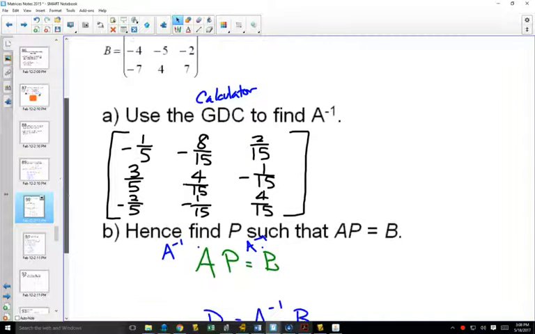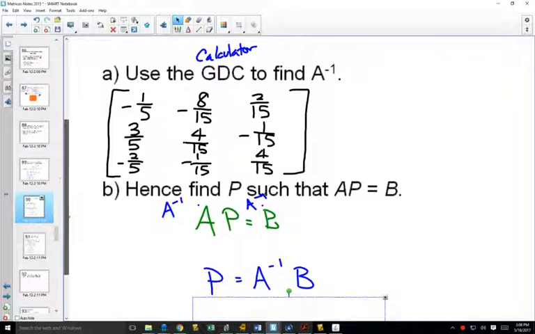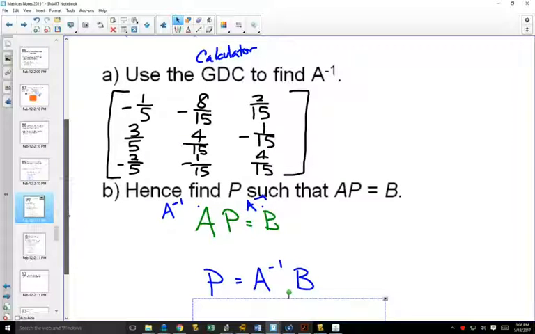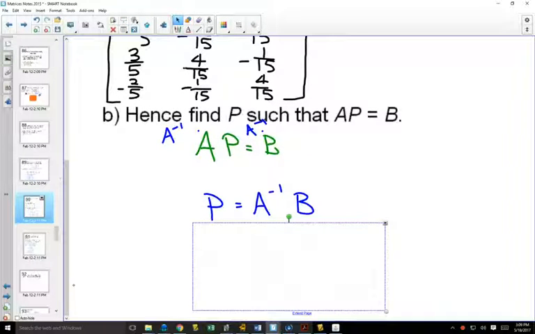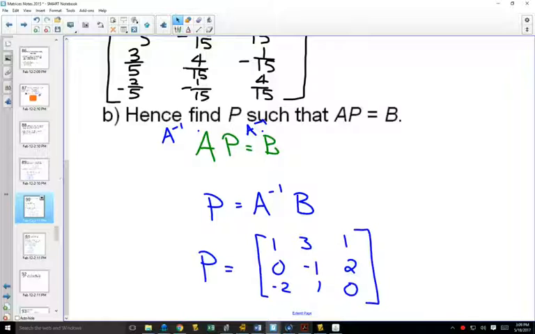And then if you set up your equation, AP equals B, you could multiply both sides of that equation in front by A inverse. And that will get you that P would just equal A inverse B. So try to type that into your calculator. And you know you've typed it in correctly if that is your answer.